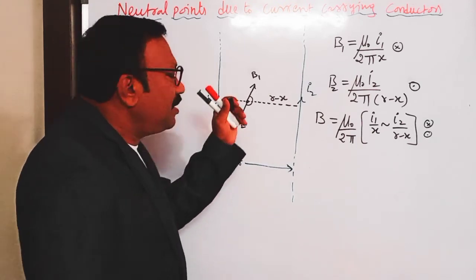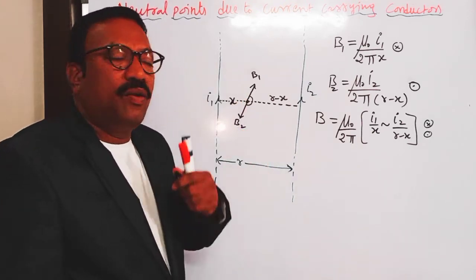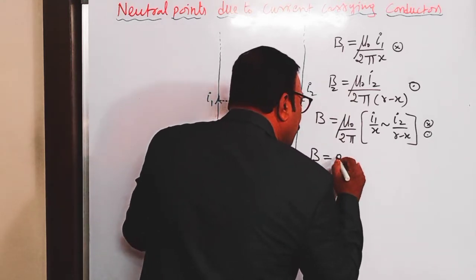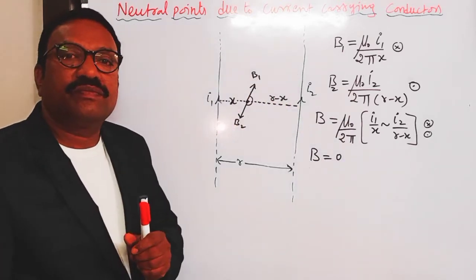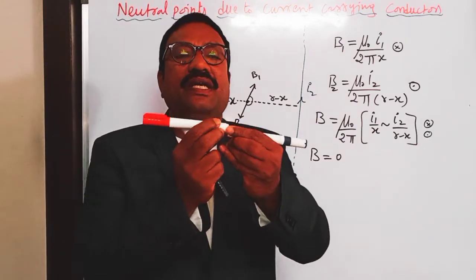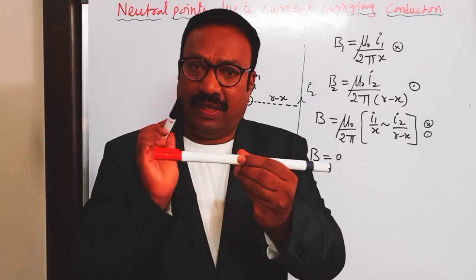Now, if this is a neutral point, what is a neutral point? The point where the resultant magnetic field has to be 0. They will be equal and opposite, and they will be cancelling.